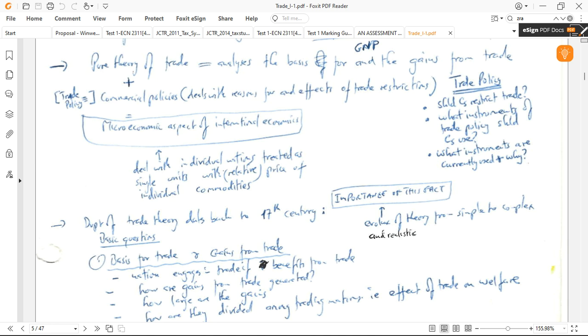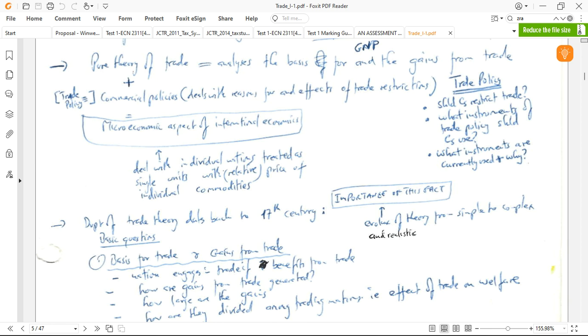So the first part is going to be looking at trade theory. The second part will be looking at the patterns of trade. The last part will be looking at trade policy. Under trade policy, that is where you'll be looking at quotas and trade restrictions. Should we impose an export quota? Should we impose an import quota? All that will be covered under trade policy. So under trade policy, we'll be looking at trade restrictions.